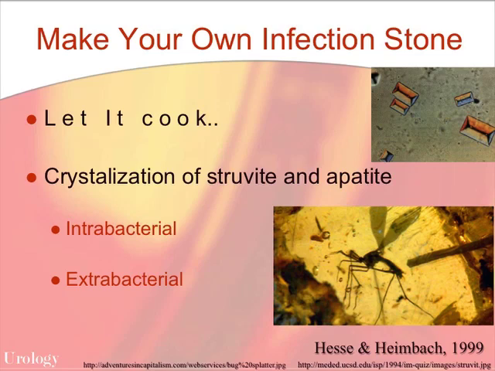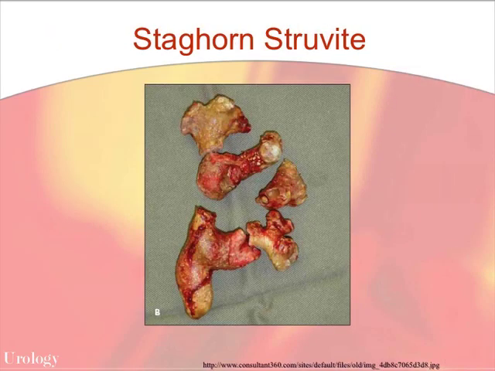So it's the same kind of idea with the extrabacterial crystallization. It forms, it incorporates the bacteria within the actual matrix of the stone. Put it all together, and you get your lovely Struvite Staghorn stone.